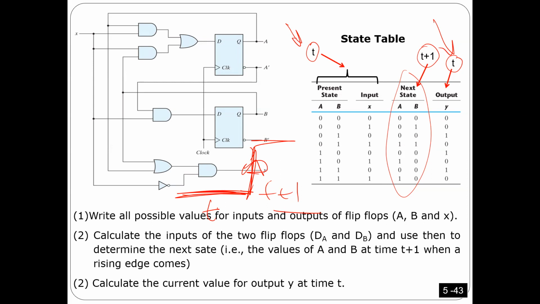Now, it is 0, 0, but X is 1. Assume X is 1, okay? If X is 1, that means this is the current state before the clock comes, and Y is 0. But when the clock comes, the flip-flops are going to become 0, 1. So again, you should understand what I mean by at time t, or the current time, and what it means at time t plus 1, after the clock comes. Okay. So anyway, very simple.